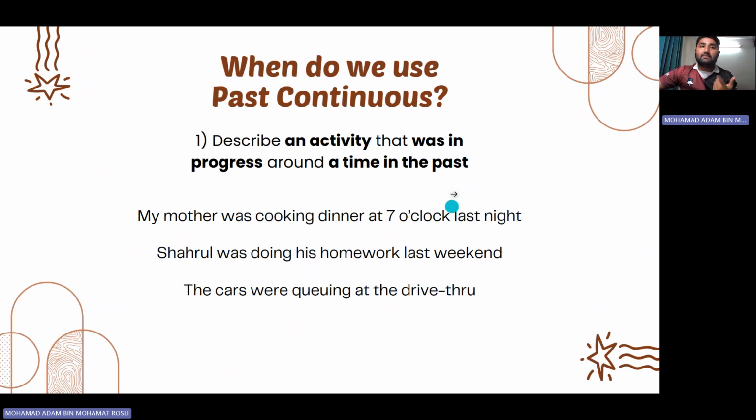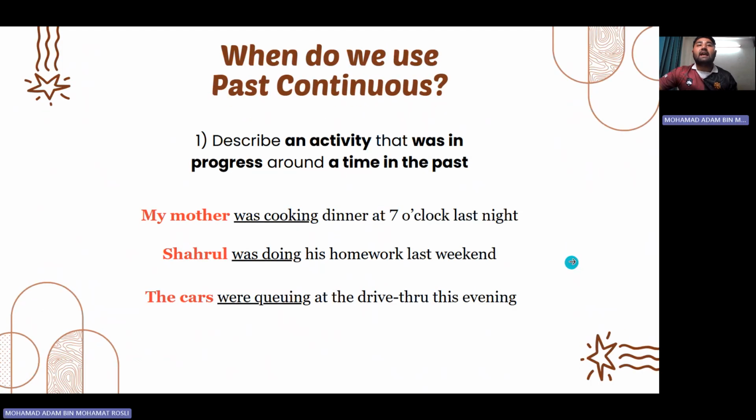Let's take a look at the examples in the sentences here. My mother was cooking dinner at 7 o'clock last night. Shahrul was doing his homework last weekend, and the cars were queuing at the drive-thru. Okay, so take a look here. Like I have explained before, when we use a singular subject, we need to use the verb to be was.